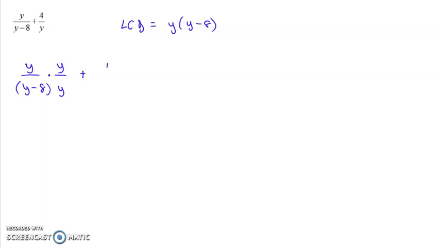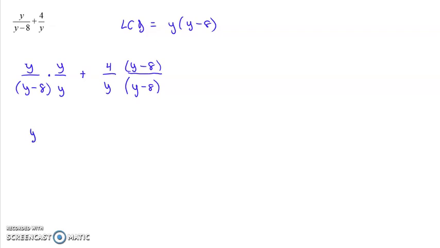For our second fraction, we'll have to multiply our denominator by y minus 8, and we'll do the same thing on top. Again, this is the equivalent of 1, y minus 8 over y minus 8. So we're not changing our original problem at all.